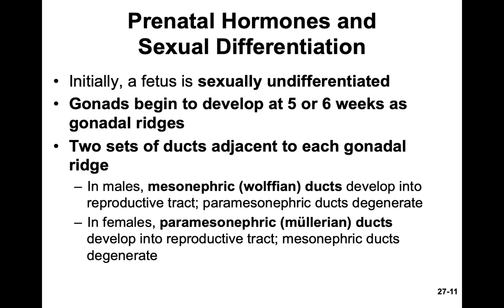In females, just the opposite is going to happen. You're going to have the paramesonephric duct or the Mullerian duct that'll develop into the reproductive tract, and the Wolffian ducts will degenerate.